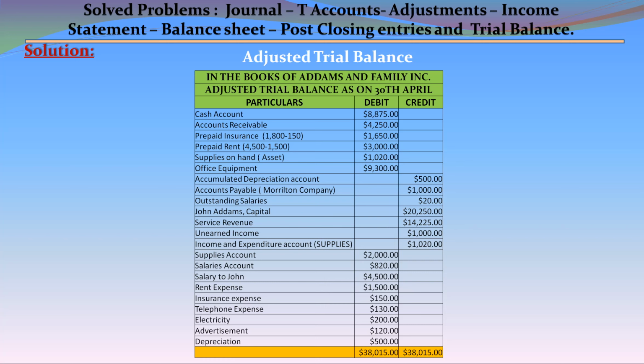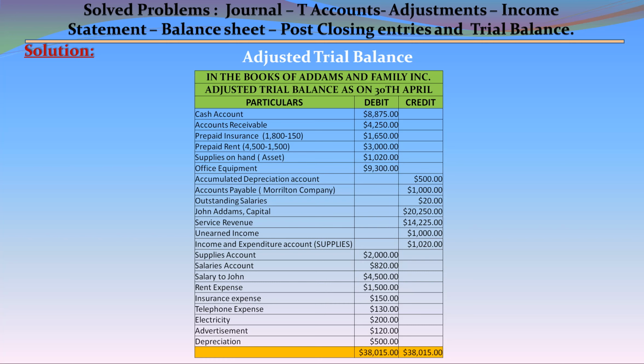Office equipment 9,300. Accumulated depreciation account credit 500. Accounts payable credit 1,000. Outstanding salaries credit 20. John Adams Capital 20,250 credit. Service revenue 14,225 credit. Unearned income 1,000 credit.